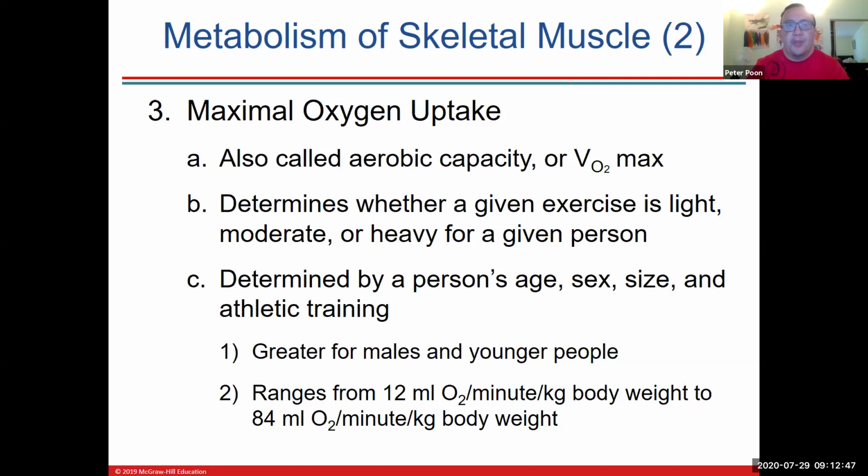So the maximum oxygen intake is called aerobic capacity or VO2 max. It determines whether you exercise light, moderate, or heavy for a given person. You can see how different it is between really athletic and not athletic people.